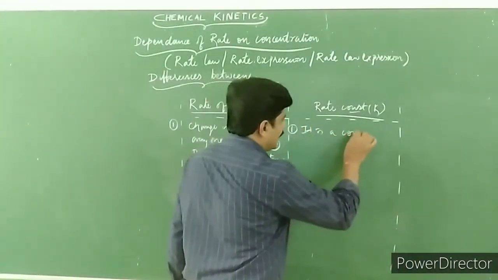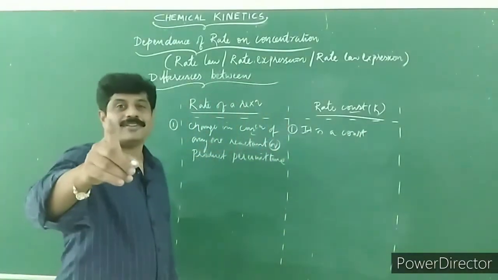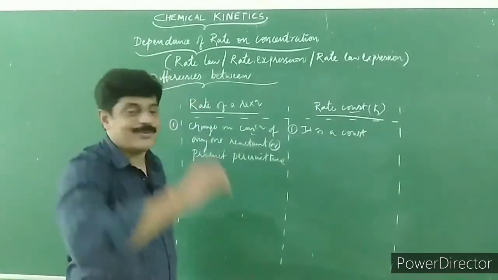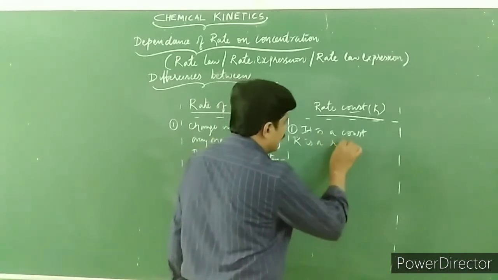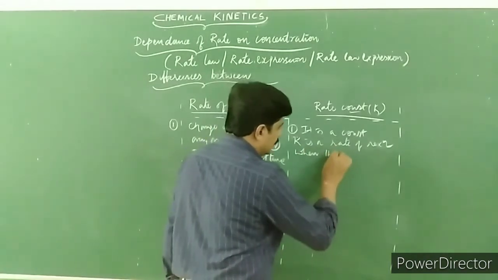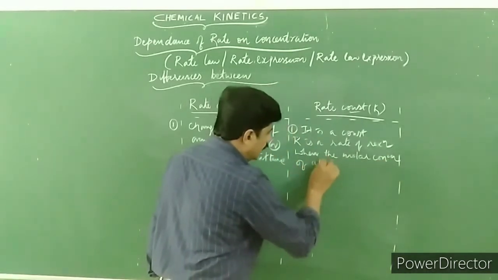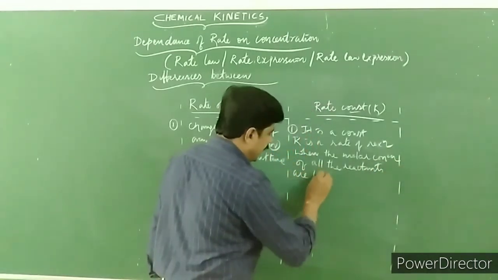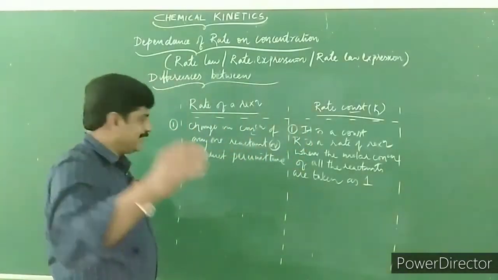It is a constant. And how did I define the term rate constant? Children, the rate constant is equal to the rate of the reaction when the concentration of all the reactants is taken as unity. Right here, a rate constant K is the rate of reaction when the molar concentration of all the reactants is taken as one, unity. Is it not? Second difference.